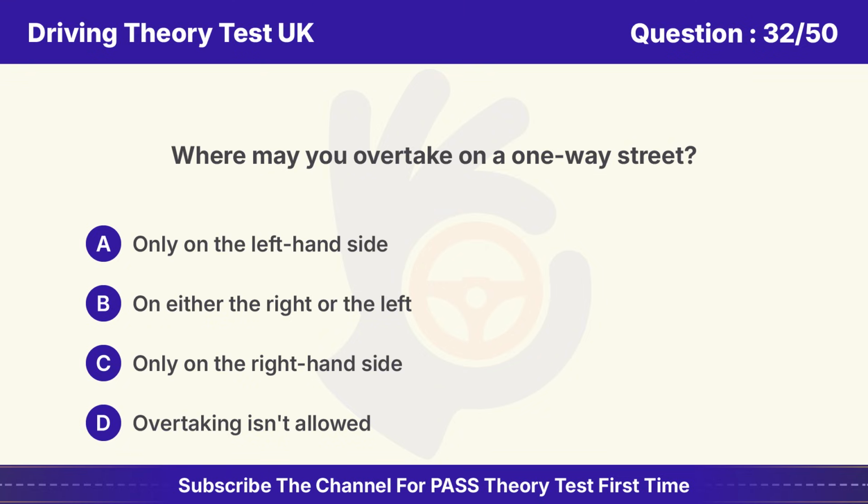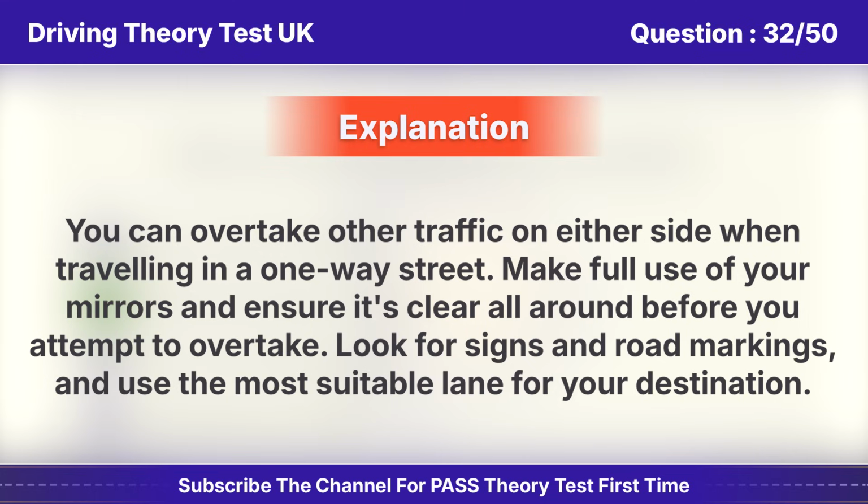Question 32. Where may you overtake on a one-way street? Answer is B. On either the right or the left. You can overtake other traffic on either side when traveling in a one-way street. Make full use of your mirrors and ensure it's clear all around before you attempt to overtake. Look for signs and road markings, and use the most suitable lane for your destination.